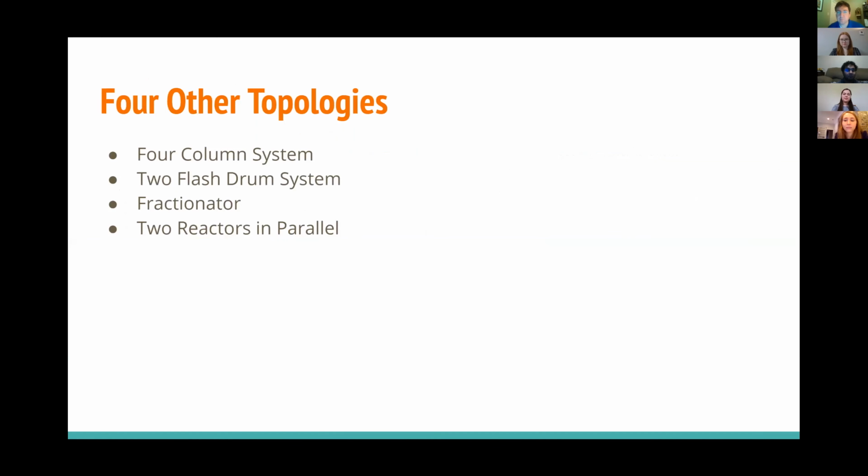So throughout our design process, we considered a few different topologies for our system. Before narrowing our system down to a 3-column system, we had a 4-column system. We also considered one with 2 flash drums, but it turned out to be uneconomical. We considered a system with a fractionator, but we had issues converging that in KCAT. And then we also considered a system with 2 reactors in parallel.